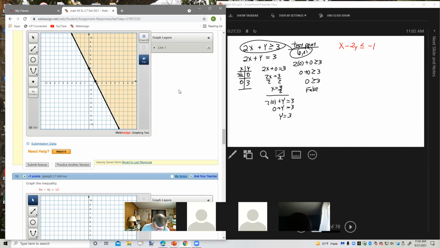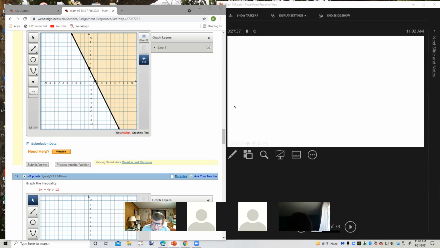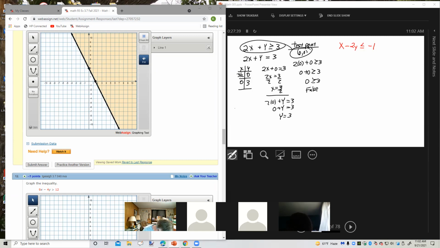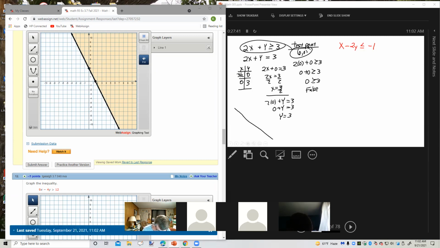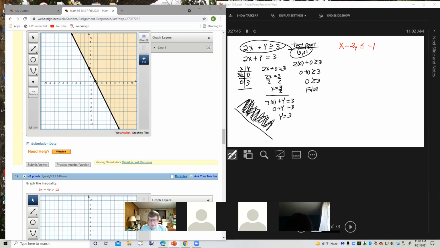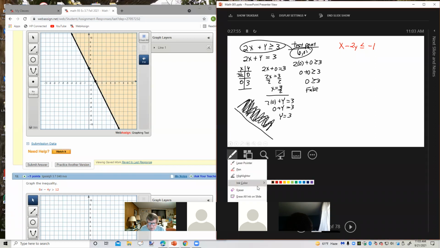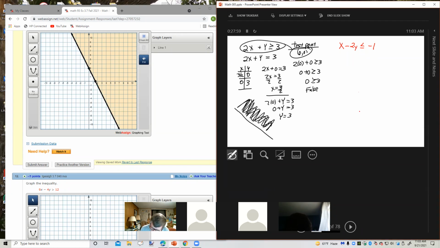Now, I'm going to make a little chart down here. Oops. It's pretty sensitive. You touch it, it moves to the next screen. And I'm going to show that my solution looks like that. Okay. And some of you are wondering why. You'll see here in a minute. Okay. Now I'm going to go back and do the red inequality.